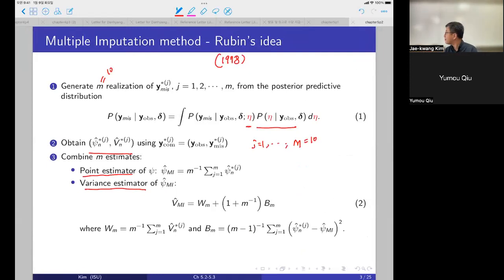I mean, for example. And then since you have 10 point estimators, maybe the final point estimator is just the average. Okay, so that kind of makes sense. And then this part is known. So for variance estimation, you compute the average of the variance estimators plus the variance of the point estimators. So it's the mean of the variance estimator plus the variance of the point estimator. So that's kind of an interesting idea.